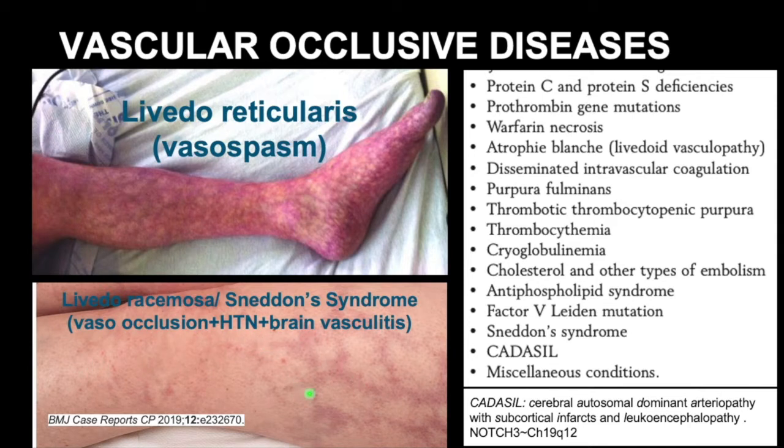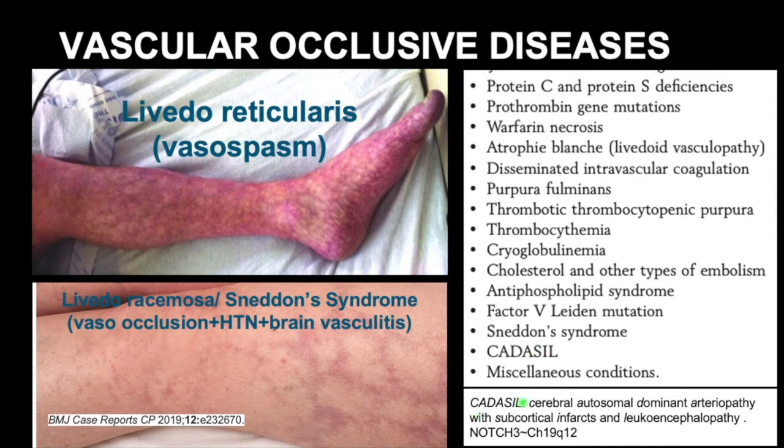When the patient comes, and we actually had one case last week, we saw this patient, and I haven't seen enough of these cases, very rare. We call it livedo racemosa because you see these vessels because they occlude, but not the net-like pattern as you see here. So Sneddon syndrome is livedo racemosa along with hypertension and brain vasculitis. When you see this triad, vaso-occlusion with hypertension and brain vasculitis, we call it Sneddon syndrome.